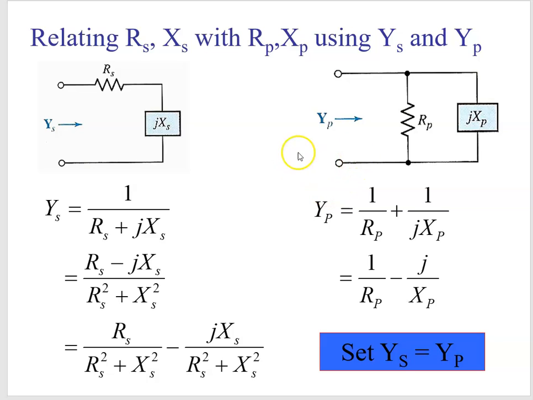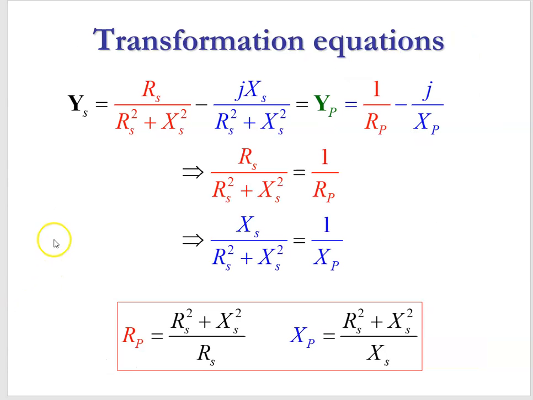It's easy to find the parallel admittance. We just sum the two branches. We get 1 over Rp plus 1 over jXp. In parallel, we get 1 over Rp minus j times 1 over Xp, same thing. So this is what we need to set equal to. If we set Ys equal to Yp, then we can find a relationship between the resistances and the reactances. Setting these equal, what we're essentially saying is Rs over Rs squared plus Xs squared is 1 over Rp, and Xs over Xs squared plus Rs squared is equal to 1 over Xp.